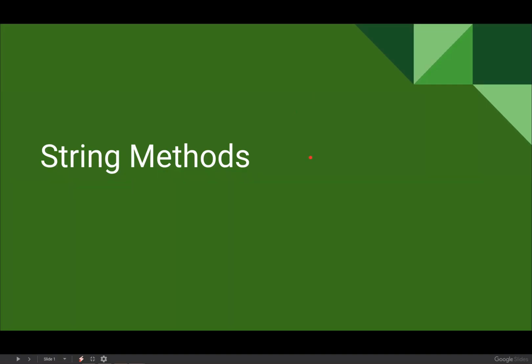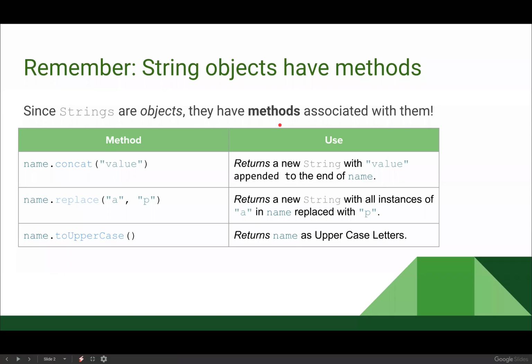All right, folks. So today we are going to discuss more about string methods. Last class we discussed string objects, and we talked about how strings have methods built in. So we talked about the concat and replace and toUpperCase methods a little bit. And today we're going to go more in depth about more specific string methods, some of the most useful ones, and a variety of other interesting and fun topics. So let's just jump into it.